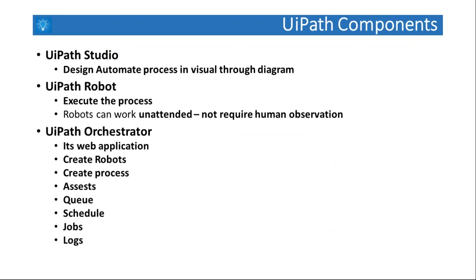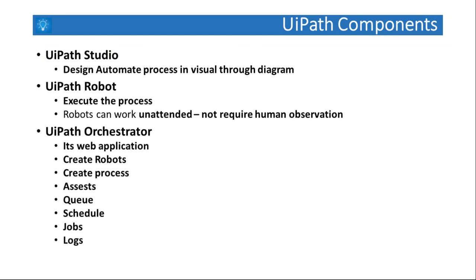So basically, in UiPath we have three major types of components available. The first one is UiPath Studio, then UiPath Robot, and UiPath Orchestrator. So what is UiPath Studio? It is an integrated development environment where I automate the process in the form of visual diagrams. Where I design it, where I code it, where I run it, where I publish it.